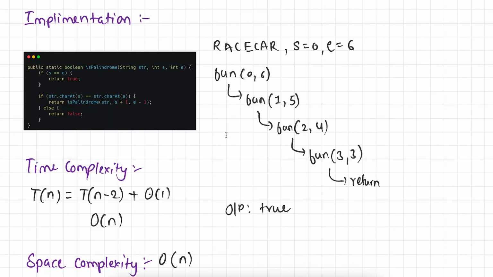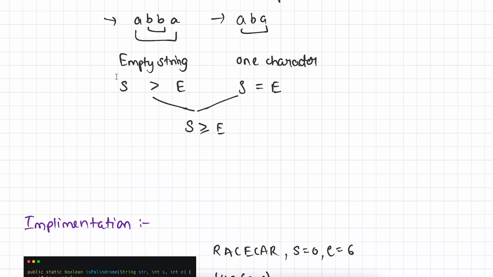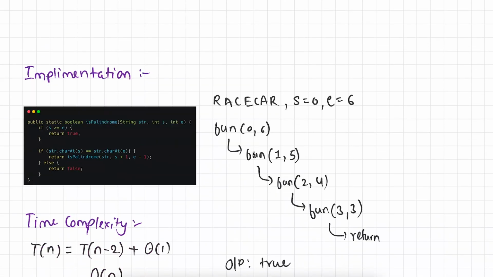Now let's move on to the implementation to see how it's going to work. Here we have a function isPalindrome, and this function takes a string, a starting index, and the index of the last character. Here the two base conditions are combined into one. If S is greater than or equal to E, we simply return true. This means either we have reached one character or S has crossed E. In both conditions we return true.